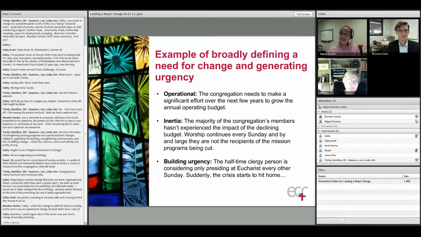So in order to build urgency, what this priest was considering was only presiding at the Eucharist every other Sunday for this congregation, because suddenly then it really starts to hit home. If we're going to lead change, it really needs to hit home within the wider community that a change is needed. So going back to the bullet points of how do we create a sense of urgency, you want to be thinking and acting in ways where it hits home for the vast majority of the congregation. In the same way that Brendan described, even just a simple change of not doing a color annual appeal, but black and white, conveying that something has changed dramatically.